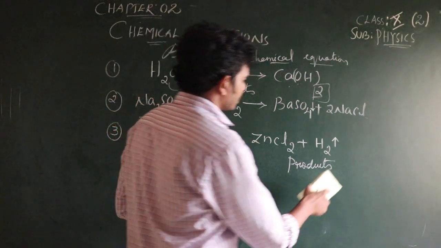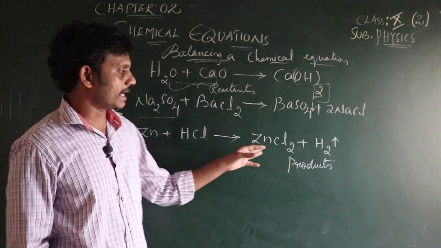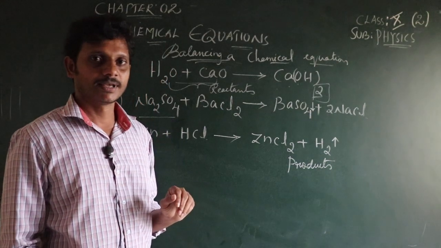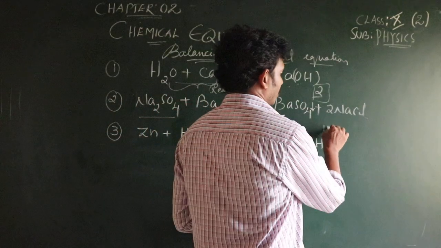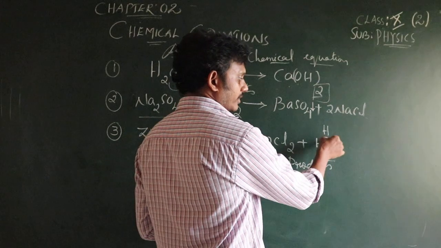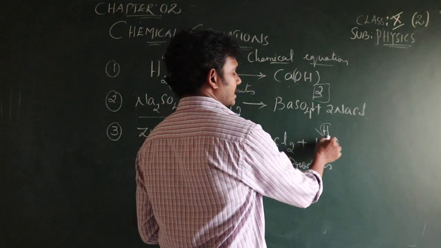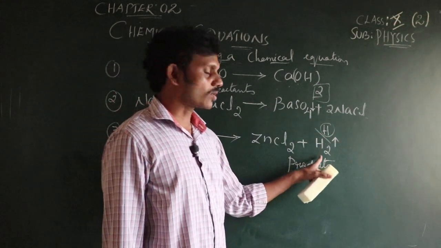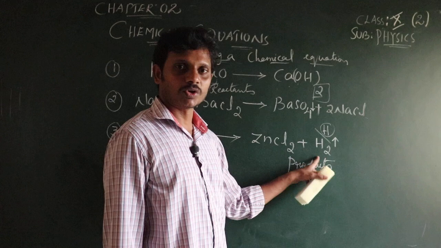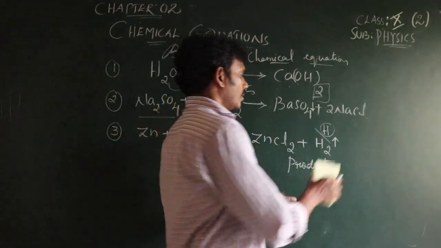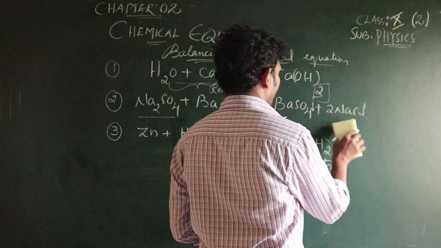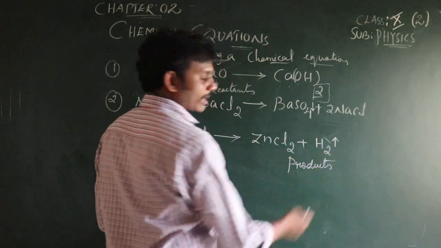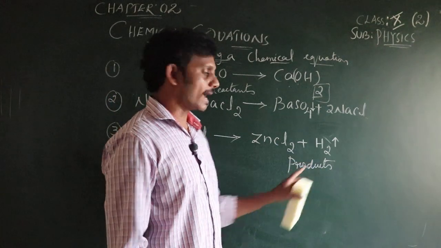And what does it produce? It produces zinc chloride, ZnCl2, a salt. Along with this, hydrogen gas is released. Don't write H. What is the difference between H and H2? This is an element, and this is called a hydrogen molecule. Don't simply write only H, writing only H is wrong. So H2 is a diatomic molecule.